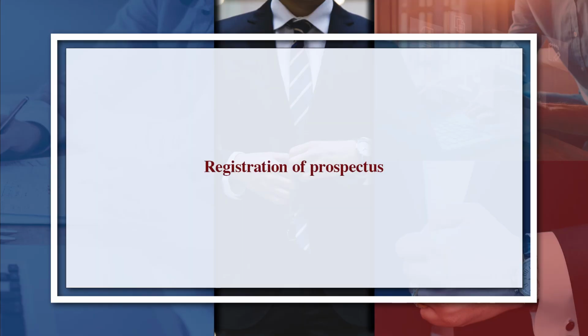Number 2, registration of the prospectus. It is mandatory to get the prospectus registered with the Registrar of Companies before it is issued to the public. The procedure of getting the prospectus registered is: number 1, a copy of the prospectus duly signed by every person who is named therein as a director or a proposed director of the company must be filed with the Registrar of Companies before the prospectus is issued to the public.